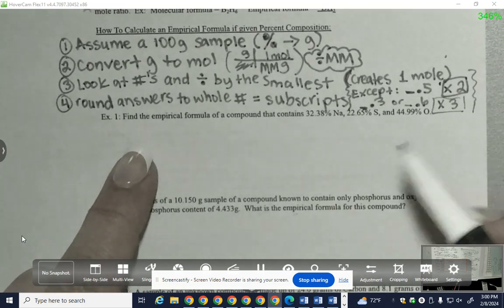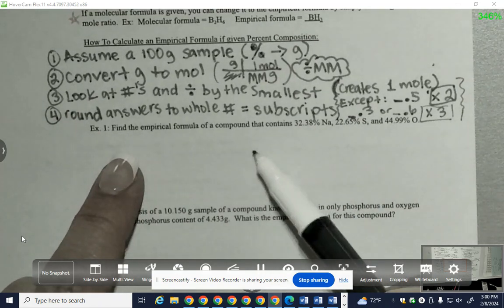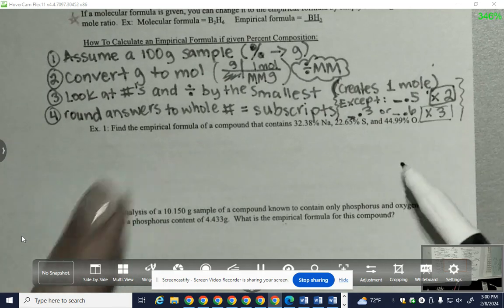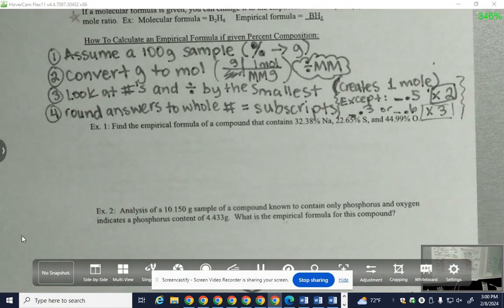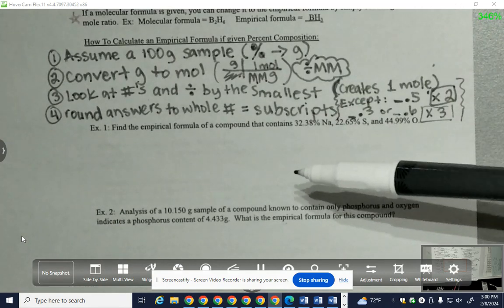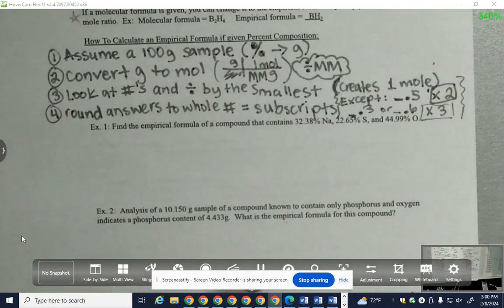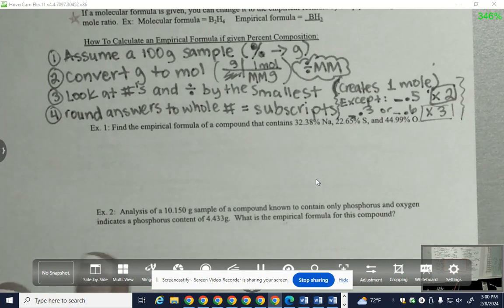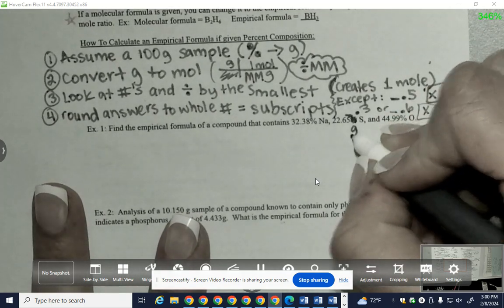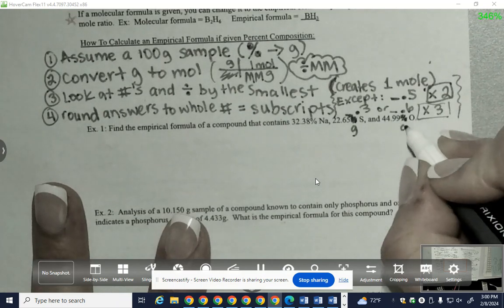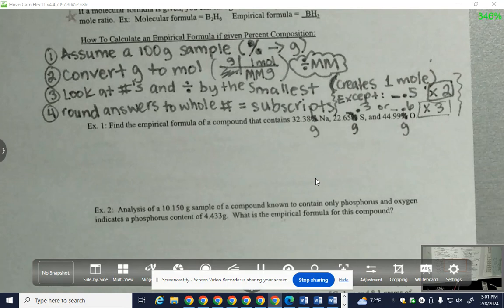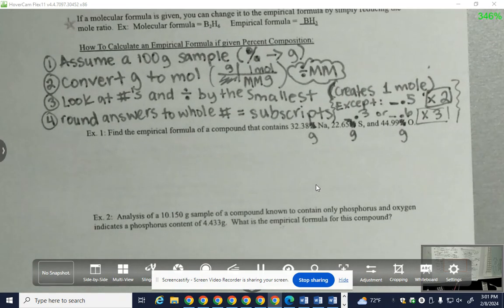All right, so find the empirical formula of a compound that contains 32% sodium, 22, and so on. So we see that we have 3 different elements. We're going to just follow these steps in order. So the first step, we're going to assume a 100-gram sample. That means that we're going to change all of our percent signs to be a gram sign. So I'm just going to scribble out each one of those percents just like that. And I changed them all. Now they're all in grams. 100-gram sample. Piece of cake.